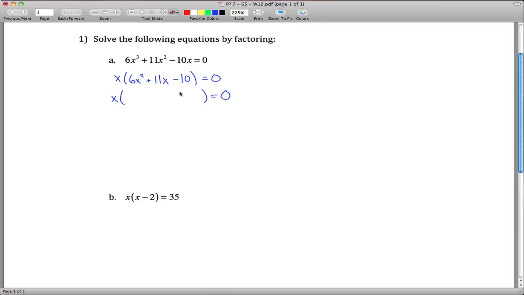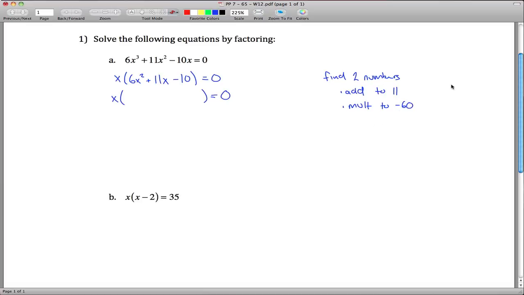See, because it's a trinomial whose leading coefficient is not 1, the method we have is to find two numbers that add to whatever our middle number here is, so add to 11, and multiply to whatever the product of the first and last number here is, so 6 and negative 10. 6 times negative 10 is negative 60. So what we have to do is find two numbers that add to 11 and multiply to negative 60.